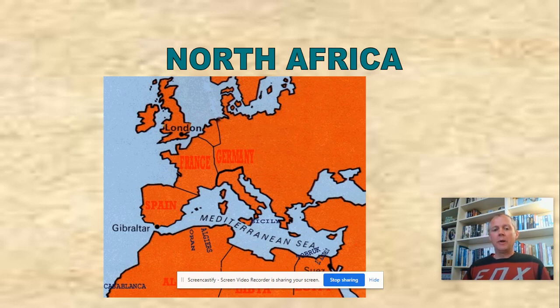So we're now looking at a map of North Africa. If we look down at the bottom, moving from the west to the left, we have Algeria, Libya, and then Egypt, with the Mediterranean Sea immediately to the north of it.